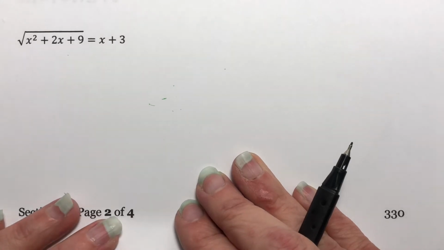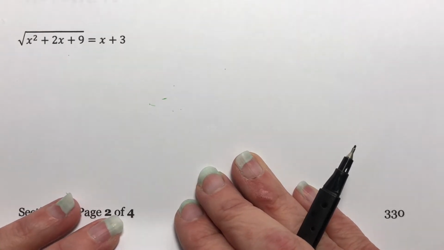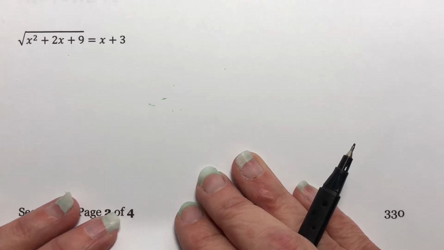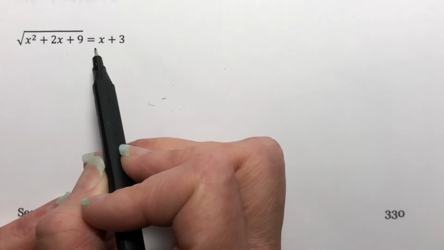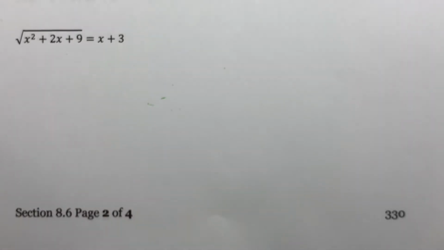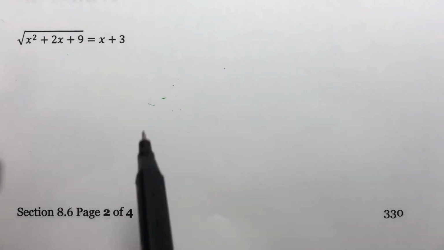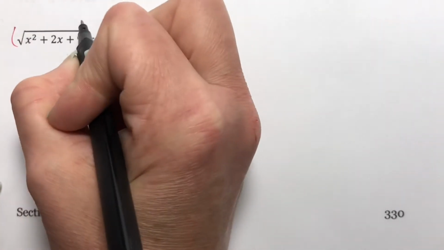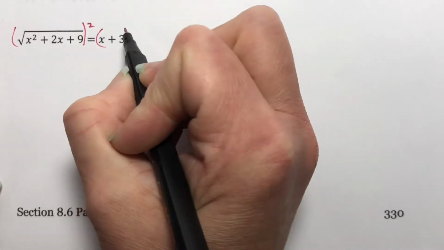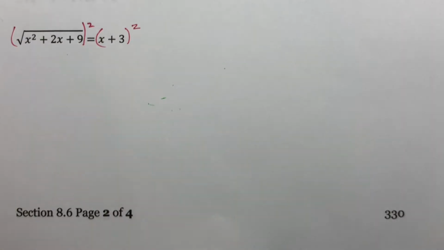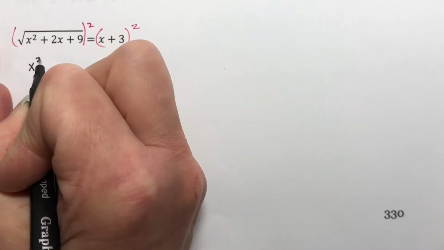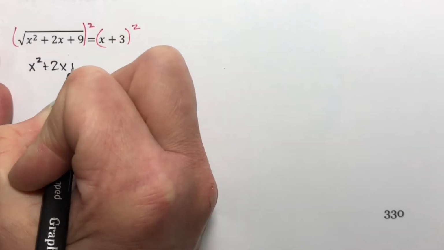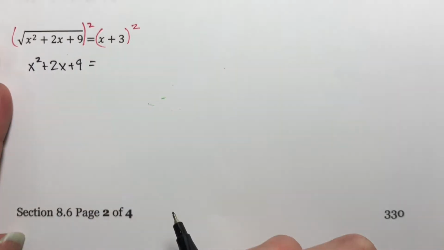This is part 2 of section 8.6. We're solving radical equations. What we want to do, remember, is to get a radical by itself on one side, and we have that here. And then once we have that, we want to square both sides. So if I square both sides here, and then I square both sides here, on the left, the radical just goes away, and I have x squared plus 2x plus 9 is equal to.